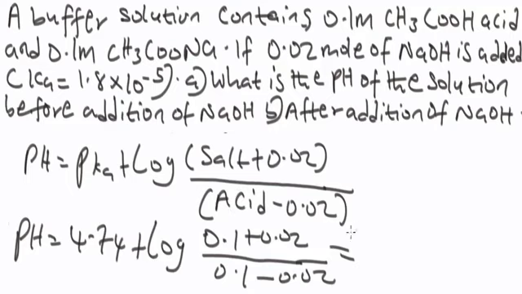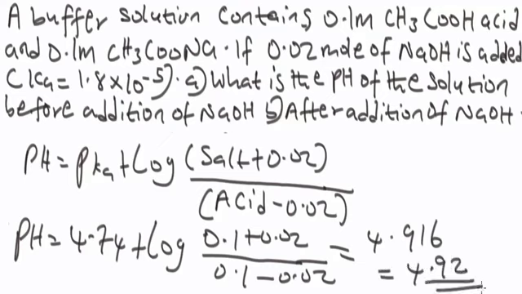So when you punch everything, I'm going to have 4.916. If you want to leave it in 2 decimal places, it will be 4.92. Alright, so this will be the pH after the addition of sodium hydroxide. Alright, so let's wipe it and solve one more problem before we call it a class.